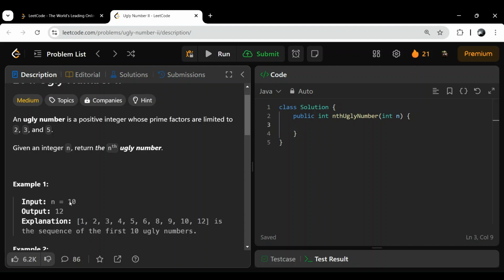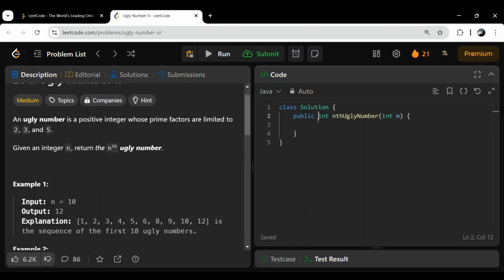Then if I am placing 2 here, I will increment that pointer. Let's say p1, p2 and p3. We will increment p1, so that next time 2 will be multiplied with 2, and 3 will be multiplied with 1, and 5 will be multiplied with 1. In that case 3 is the minimum number which we get, so we will place 3. Then we will move the pointer.